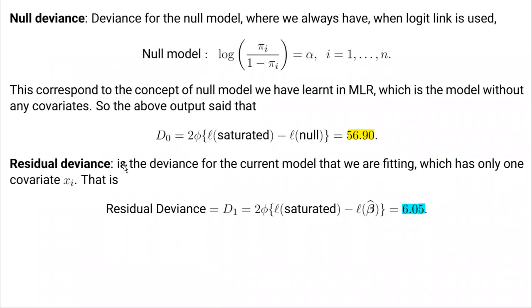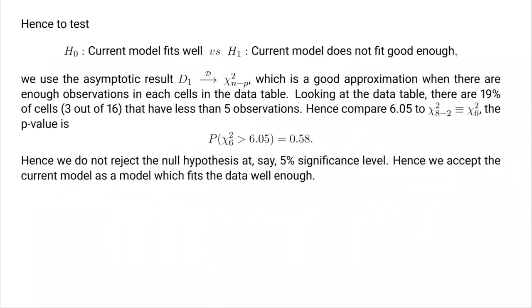we can interpret the residual deviance and do a hypothesis test. That would be testing the current model fits well versus the current model is not fitting well. And we can compare to, we could compute this p-value, for instance, here. It's bigger than 0.1, so we do not reject.